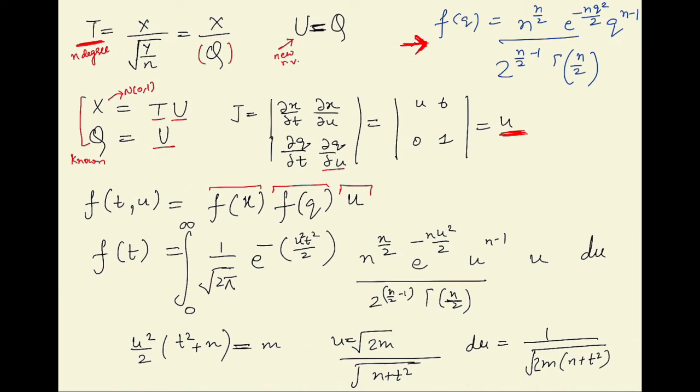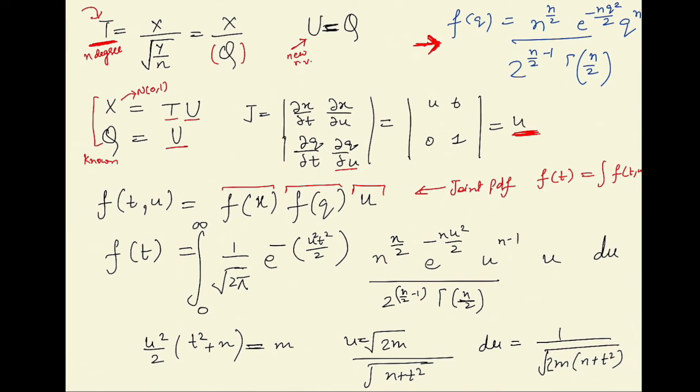And from this joint PDF, we have to calculate the PDF of t, which is actually our t distributed random variable. So to calculate the PDF of t, we'll simply marginalize u using this formula: f of t is equal to the integral of f of t comma u du. So if we integrate out u, we can calculate the distribution for t.